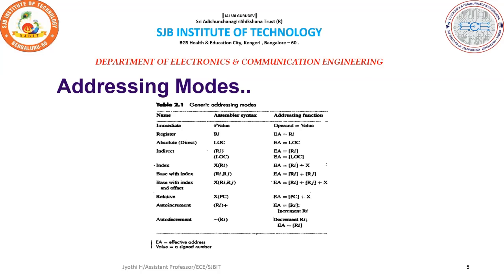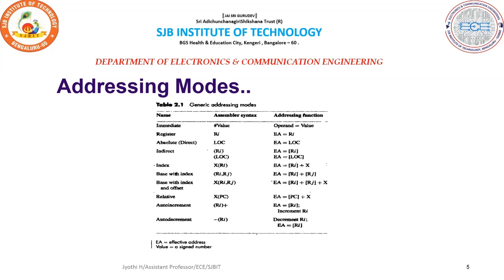So there are different ways in which the location of an operand is specified in an instruction, referred to as the addressing modes. This is the example summary given in this table. Immediate addressing: the operand is equal to the value. Register addressing uses the registers, so the operand is Ri. Absolute, or direct, is nothing but a direct location: the particular location is given explicitly. Indirect addressing is specified by Ri, so the location of Ri.